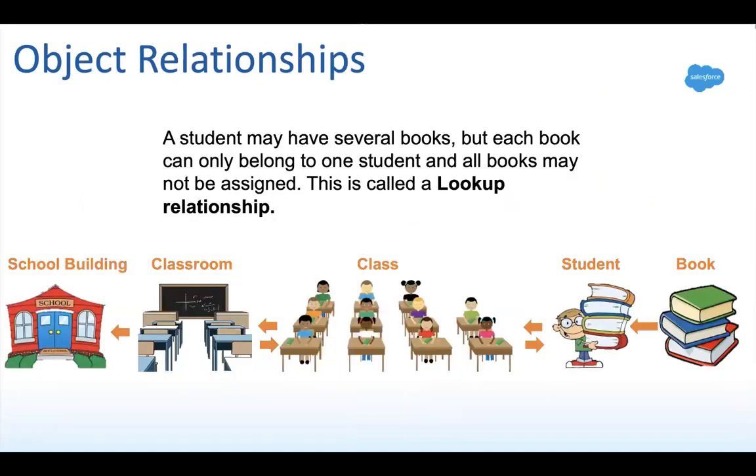Now let's talk about our last relationship, the relationship between the student and the book. This would be a lookup relationship because all your books may not be handed out, right? You may have some leftover books, so this can't be a required field. So your student would be the parent and your book would be the child.